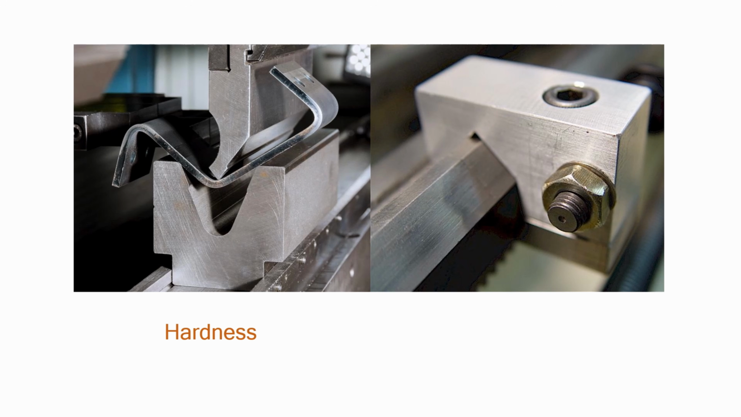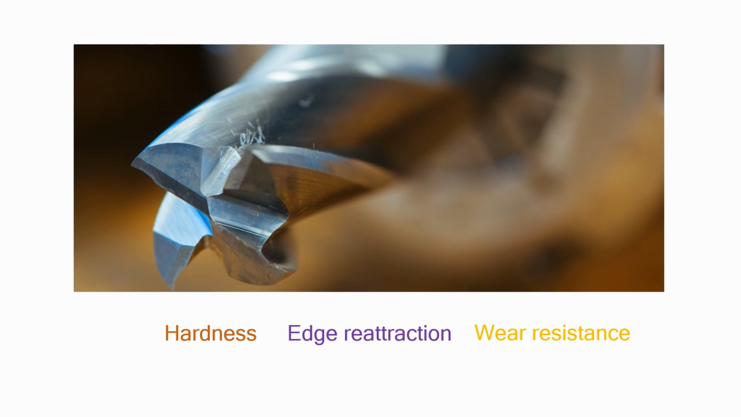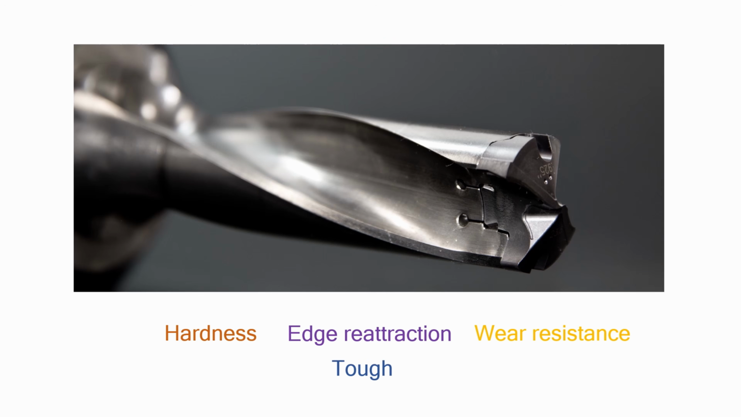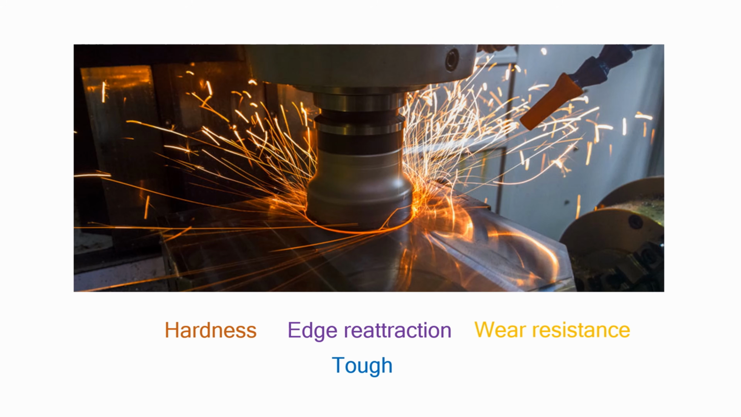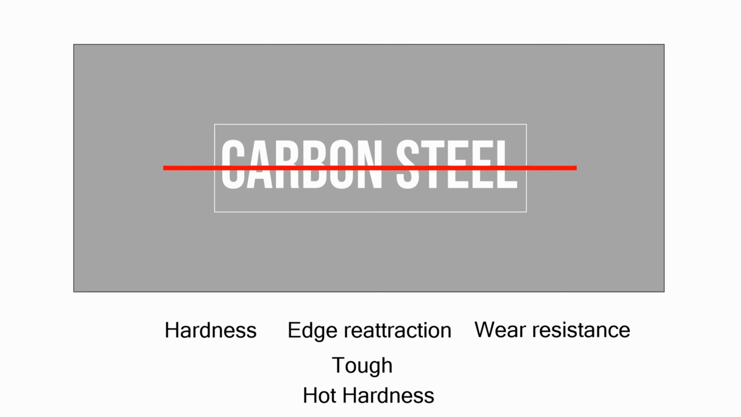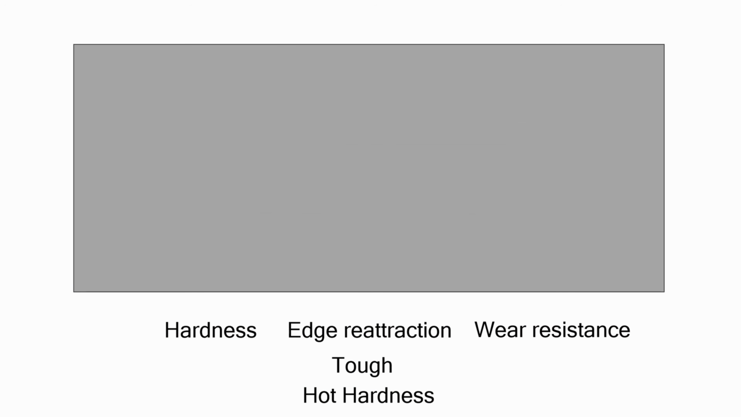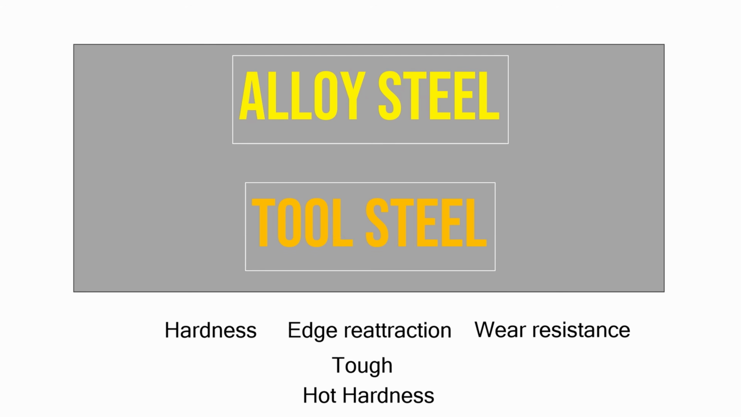But for the toolings and sliding components, only hardness is not an essential parameter. Tooling components material should also have high wear resistance and edge retention property. Also it should be tough, and its hardness level should also be maintained at high temperature. And we call it hot hardness of the tool. And these properties we cannot get in simple carbon steel. So we need alloy steel or tool steel.